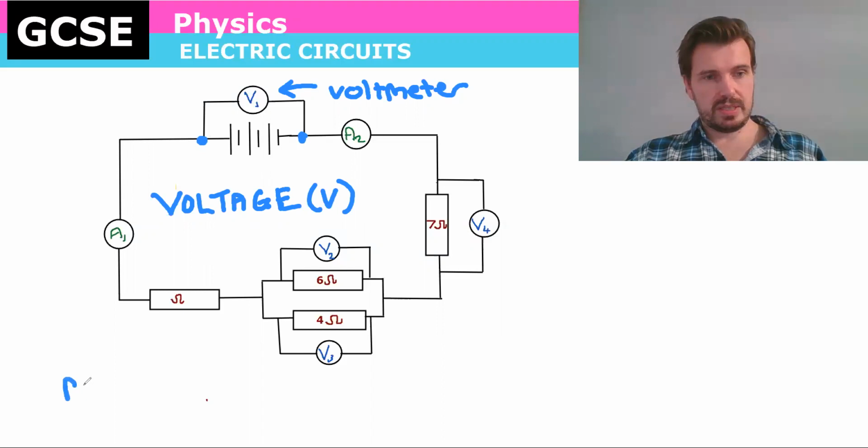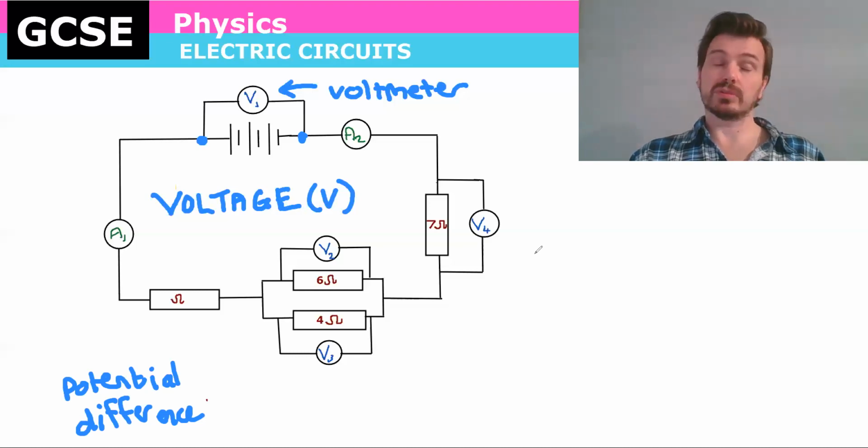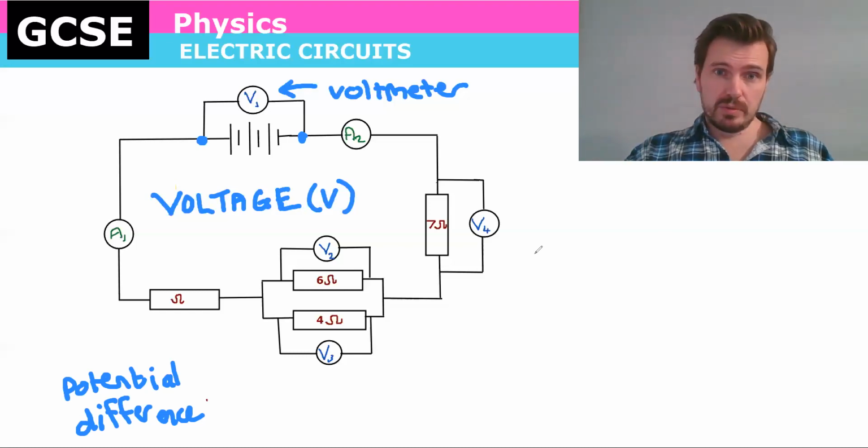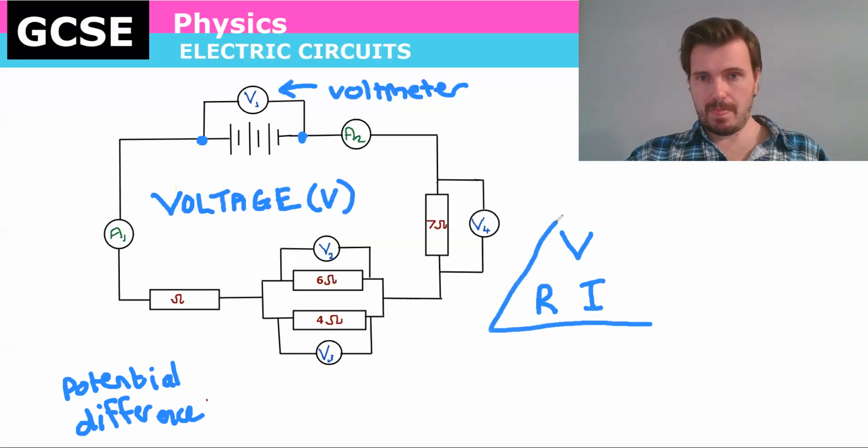So we know then that voltage is potential difference. In the last lesson, I used the equation for current: charge equals current times time, or current equals charge over time. Now I didn't use the VRI equation, because I thought I'd wait for this and just give you one equation per lesson.